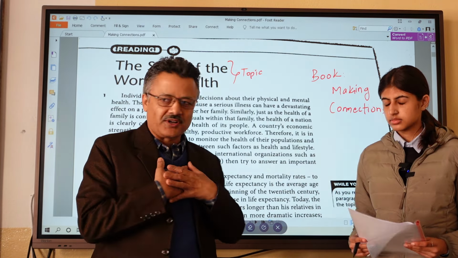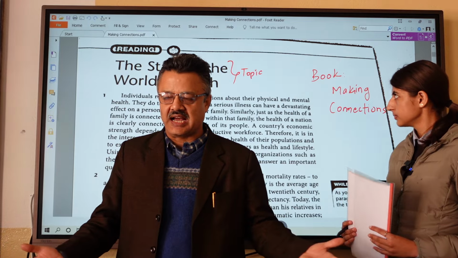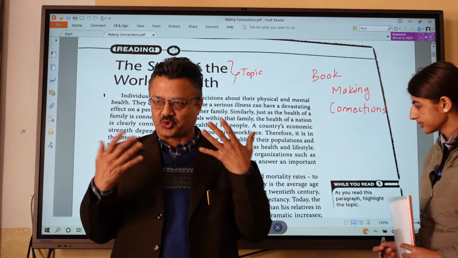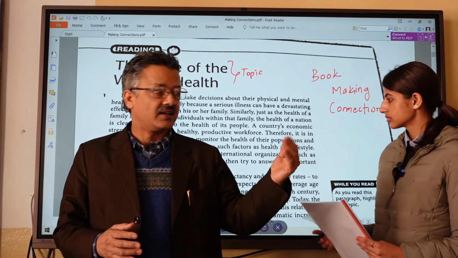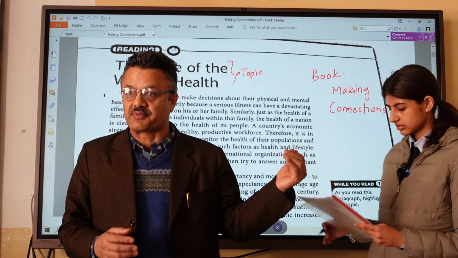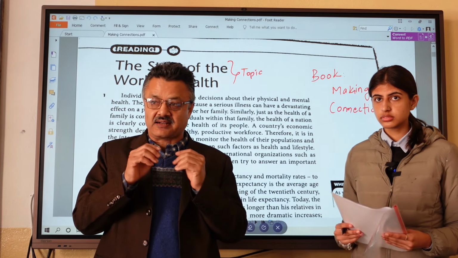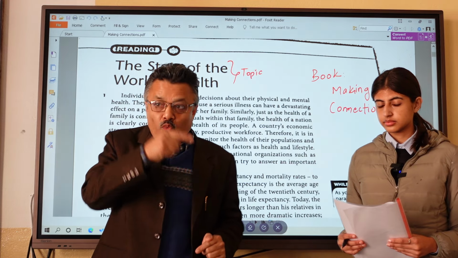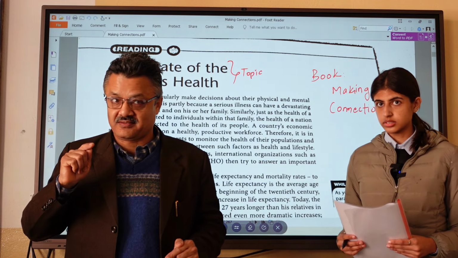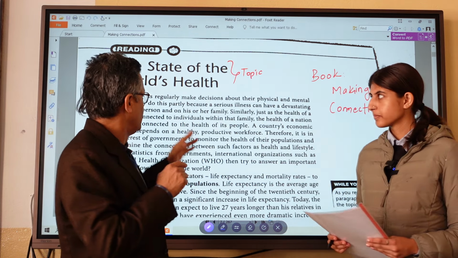So just as a body has different parts, and these different parts have to work together for the body to function, the text also has different parts. Anything we write has different parts. And making connection means to understand a text, you should be able to see the connection of one part with another part.